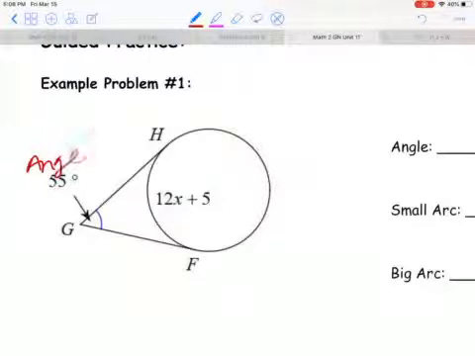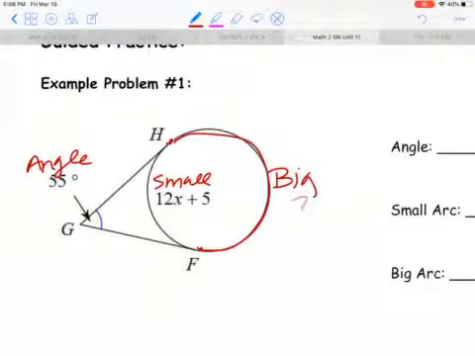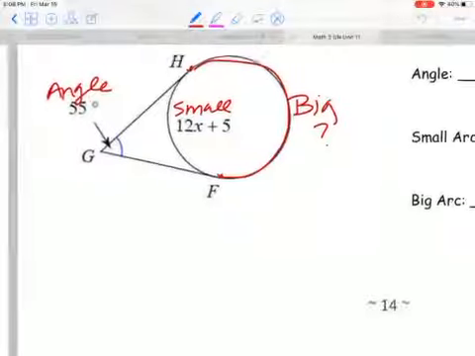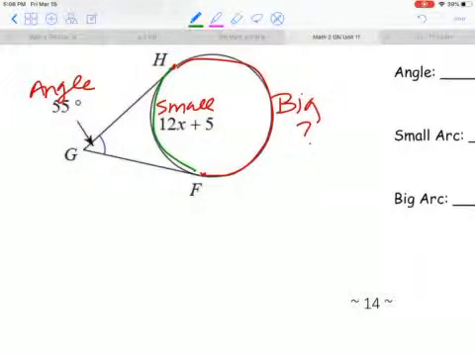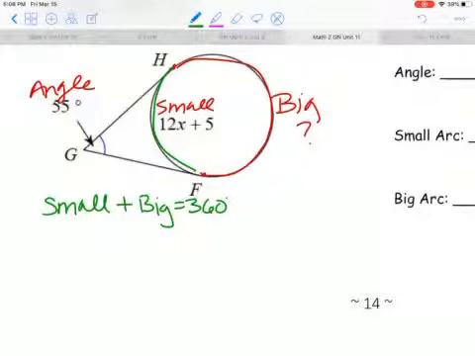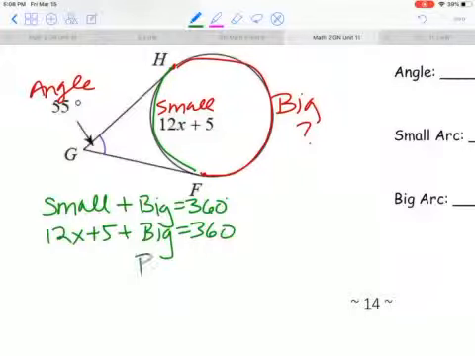Okay, this is our angle, this is our small arc, and this is our big arc. But if you notice here, our big arc, we don't know the equation for it. So we can use the rule that they together make 360 to at least find an equation for that piece. So small and big equals 360. And our small is this, and our big is unknown. So I just want to make an equation for big.